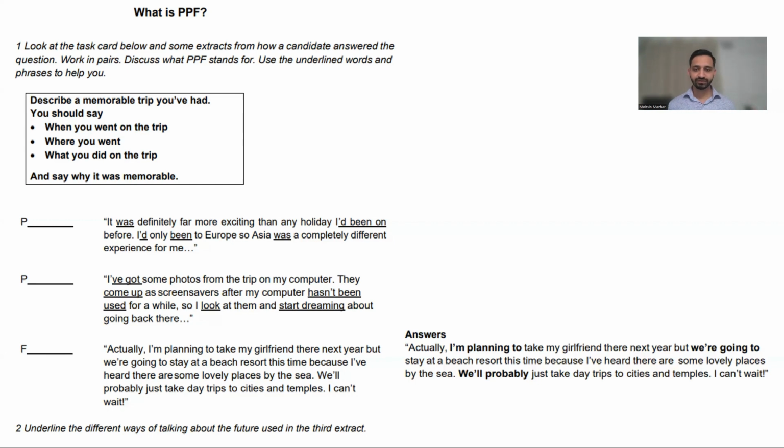All right, let's review the answers. So 'I'm planning to', even though it's present continuous, is also used sometimes for the future. This is used for the future, to talk about the future.